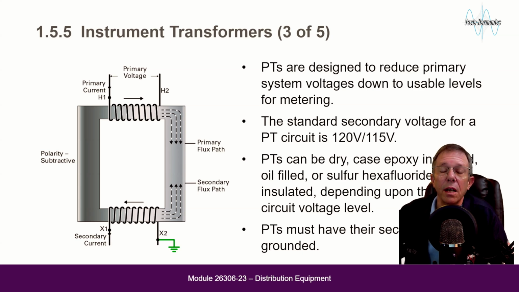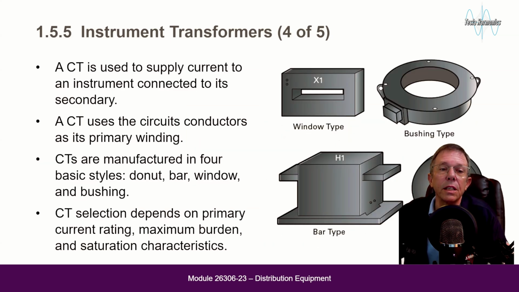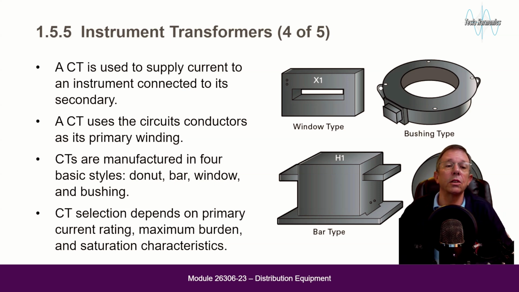PTs can be dry, case epoxy insulated, oil-filled, or sulfur hexafluoride insulated, depending upon the primary circuit voltage level. PTs must have their secondary circuits grounded. A CT is used to supply current to an instrument connected to its secondary. A CT uses the circuit's conductors as its primary windings.